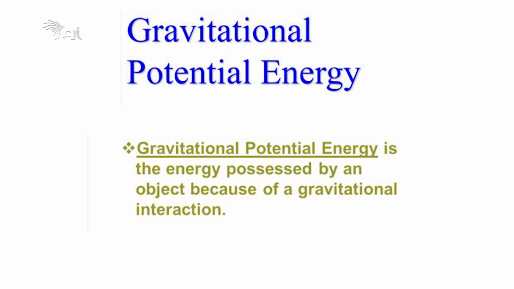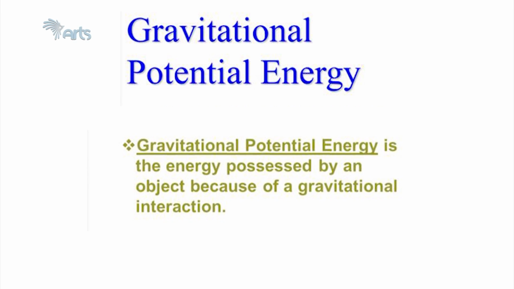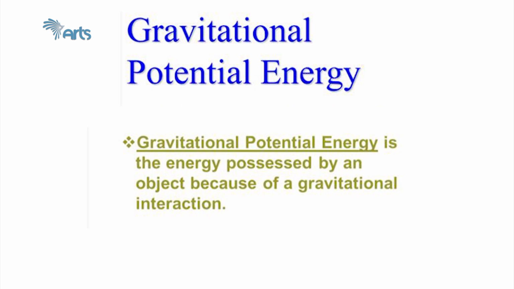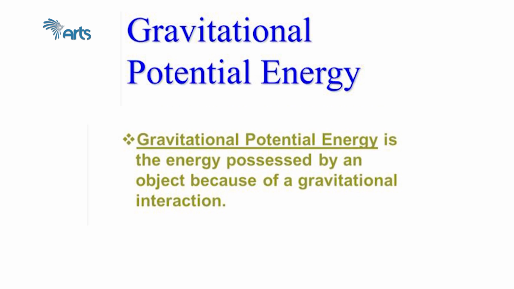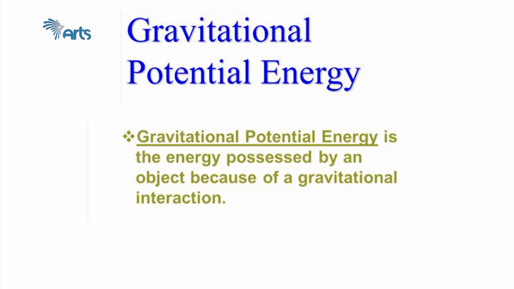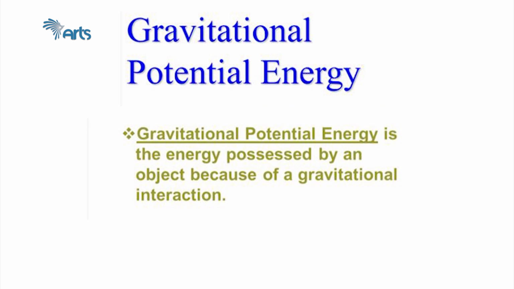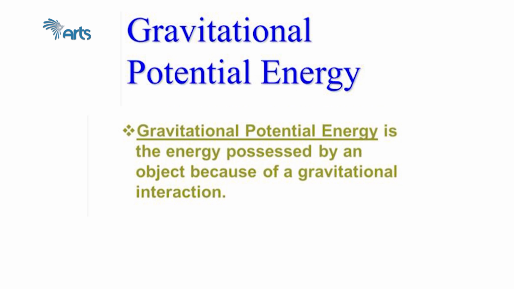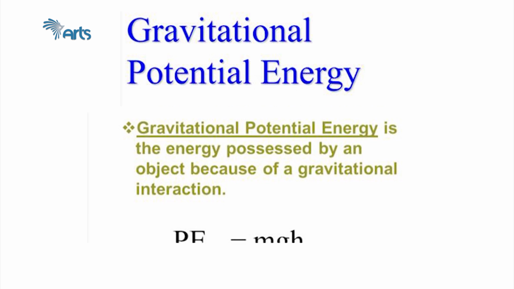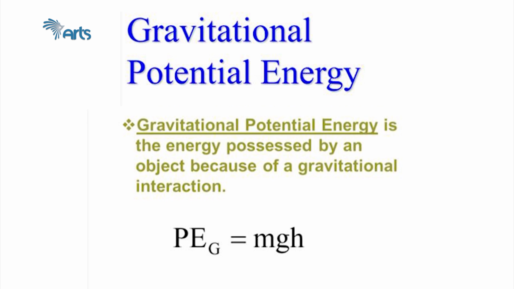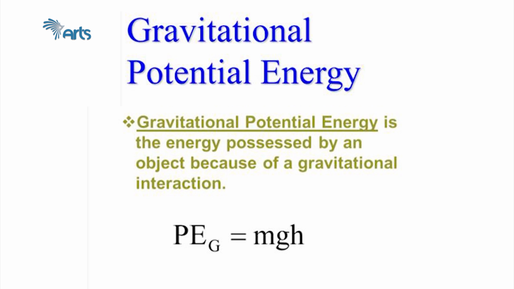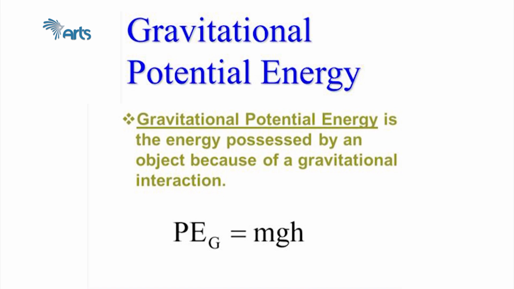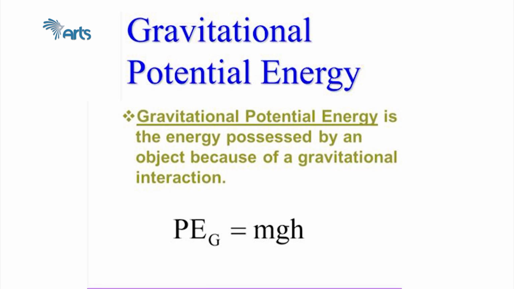The other type of energy is gravitational potential energy. This energy is possessed by an object because of a gravitational interaction, or because of its position above the level ground. It is calculated by mgh, where m is the mass of the object, g is acceleration due to gravity, and h is the height above the level ground.